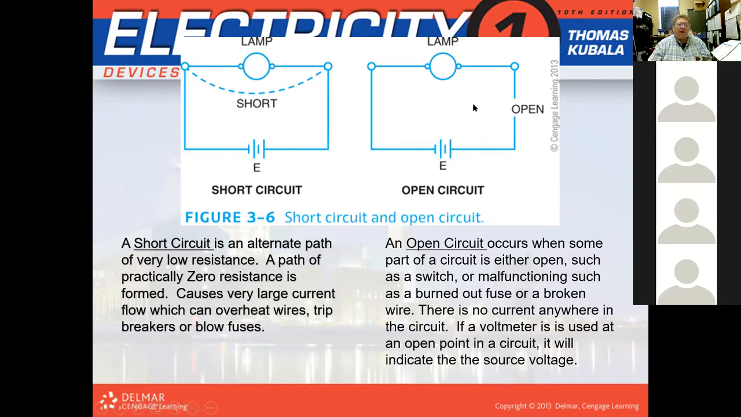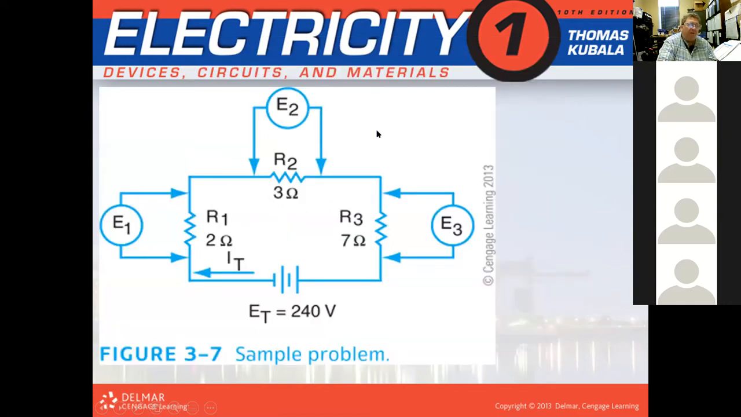Here, if you have a break in a wire right over here, that bulb is not going to burn. And if you put a voltmeter across where the break is, you'll actually be able to read the battery voltage from way over here. That's another one that's hard to wrap our heads around until we see it. So those two, save that for when we're actually in person, okay?